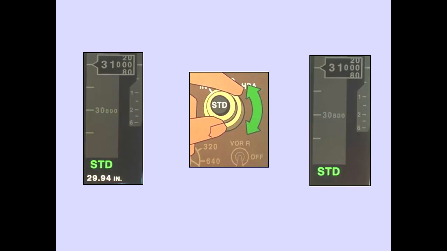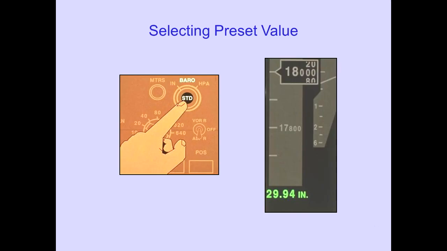With standard selected, a barometric pressure setting can be pre-selected by turning the barometric control. The preset value is displayed below STD. Pressing the standard switch with the preset value displayed selects the value as the current barometric pressure setting.